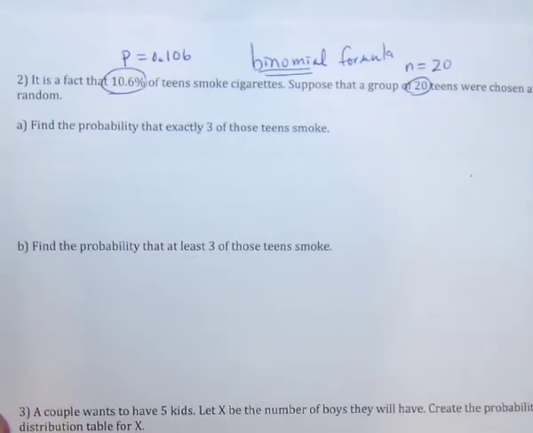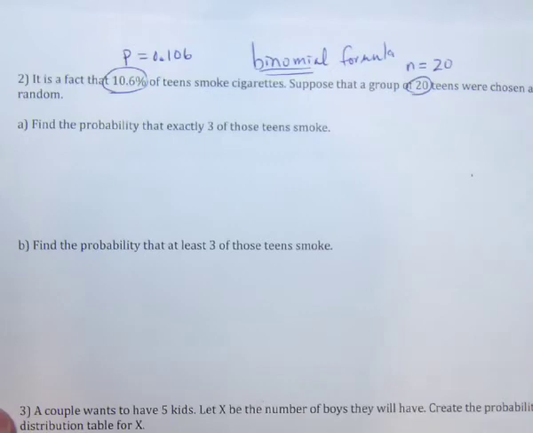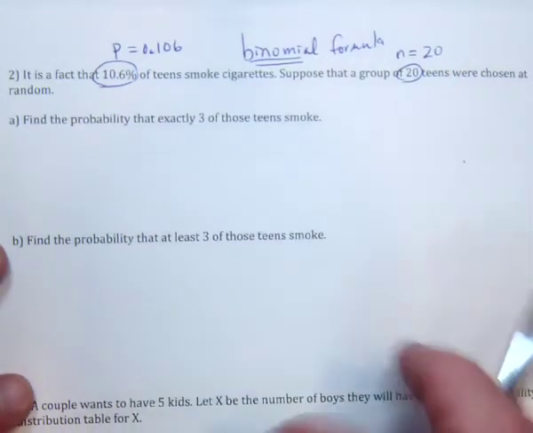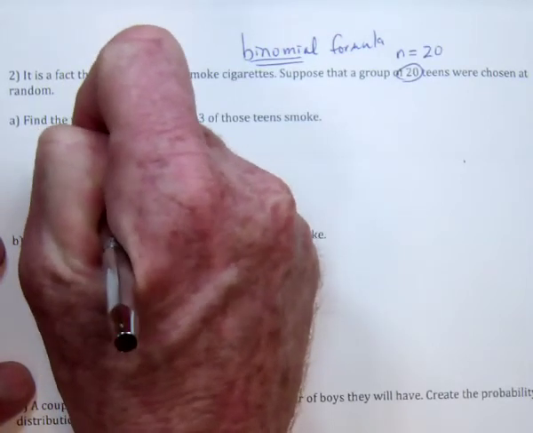Find the probability that exactly 3 of these teens smoke. So we could do the binomial formula. It's going to go like this. The probability that x equals 3.